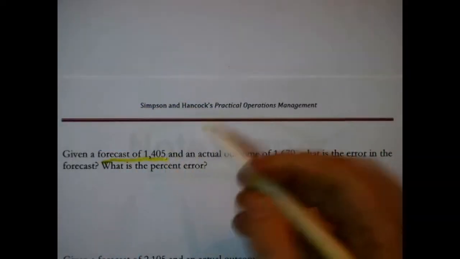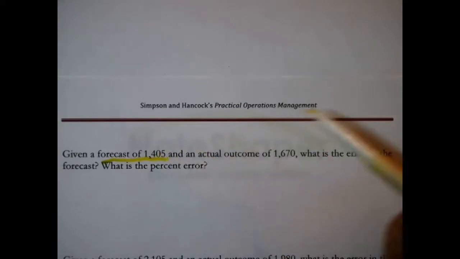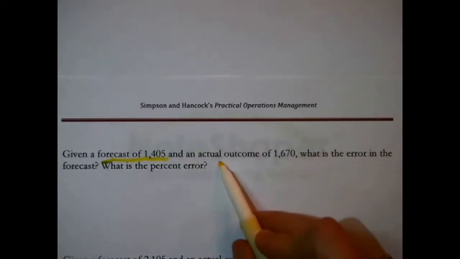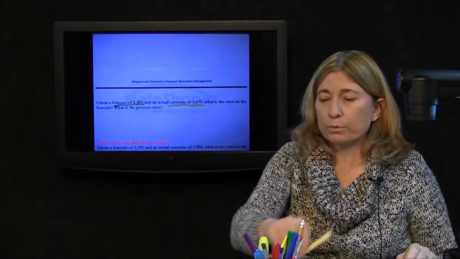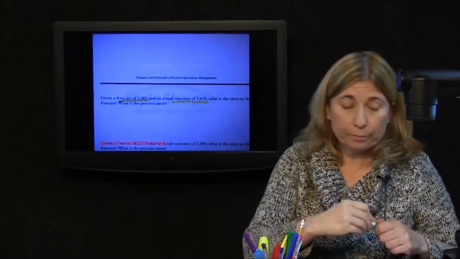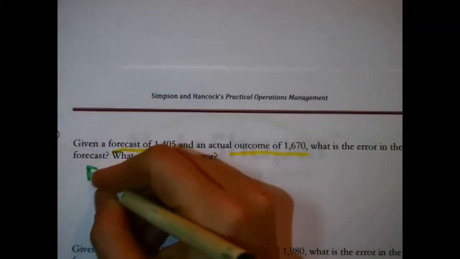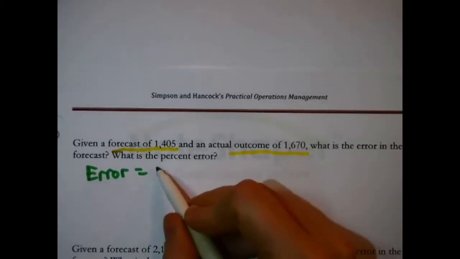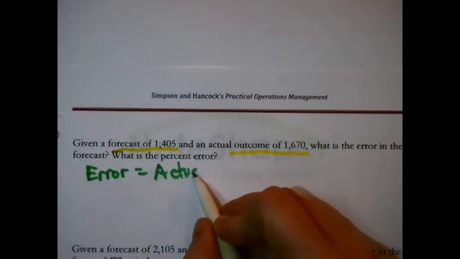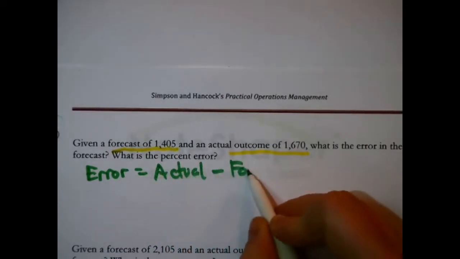Given a forecast of 1,405, that was the forecast, and an actual, this is what actually happened, 1,670. What was the error? What was the percent error? Okay, now, important relationship. It's not hard to calculate error, but remember, error is actual minus forecast.